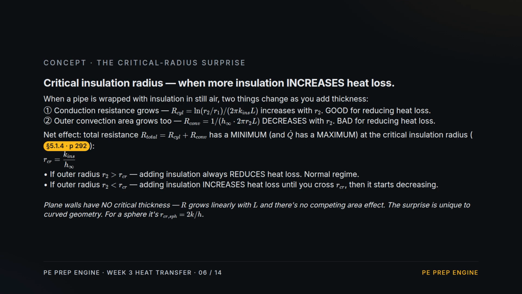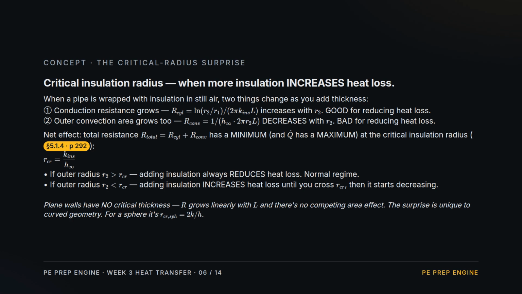Critical insulation radius. The surprise: wrap a pipe in still air, and 2 things change as the outer radius grows. 1. Conduction resistance rises with the log term, good for cutting heat loss. 2. Outer convection area grows, so its resistance, 1 over h∞ times 2πR2L, falls. Bad. The total has a minimum at R critical equals k insulation over h∞. Above it, more insulation reduces heat loss. Below it, insulation increases heat loss until the radius crosses R critical.